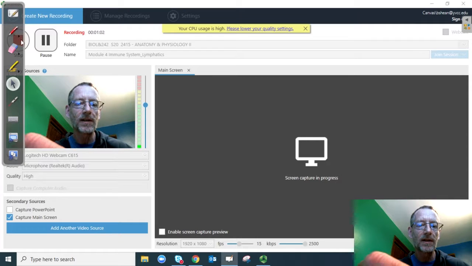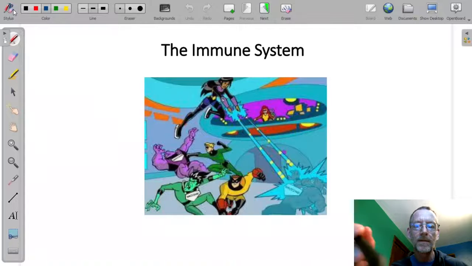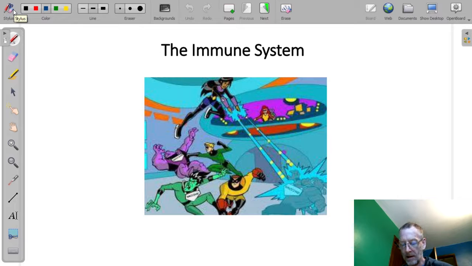Go to the lecture slides. So this is just sort of a cartoon drawing. The idea, though, good guys fighting the bad guys. Your own immune system cells fighting other cells, other pathogens that shouldn't be in your body.